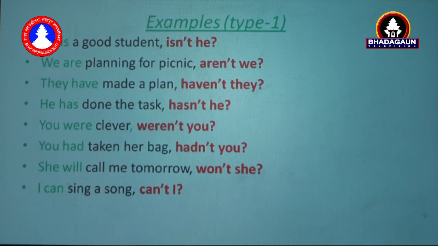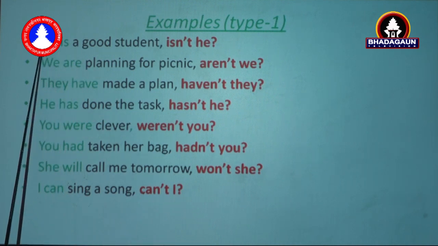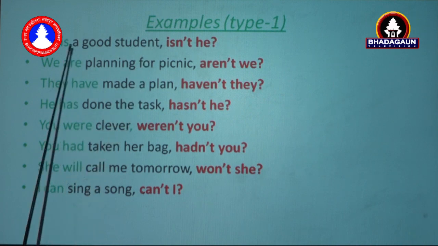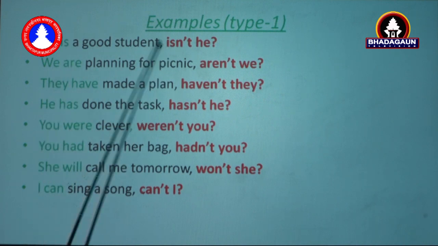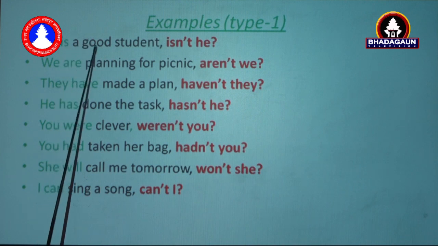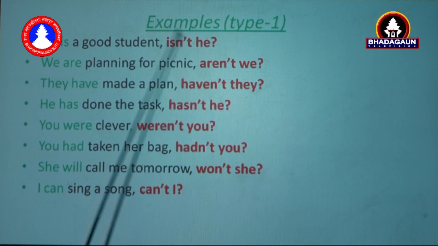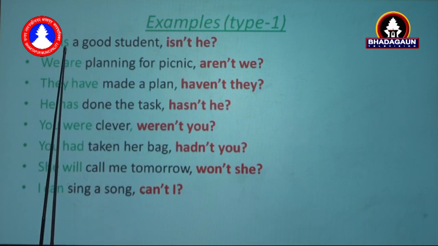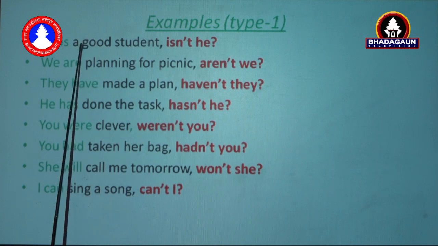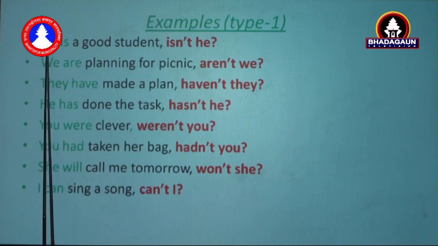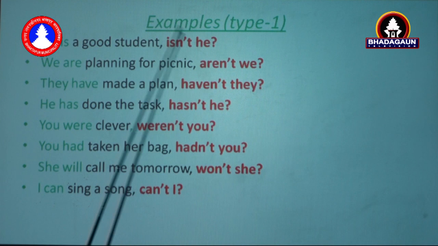One more thing I have to say here is, if the statement is positive, we have to use a negative tag. Statement positive, negative tag. Statement negative, positive or affirmative tag. So let's see, he is a good student. Is is the auxiliary verb, and the statement is positive. There is no negative word in this statement. That's why we use 'isn't he'. Statement positive, negative 'isn't', pronoun is here: is he, isn't he.